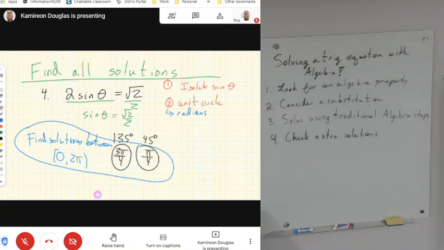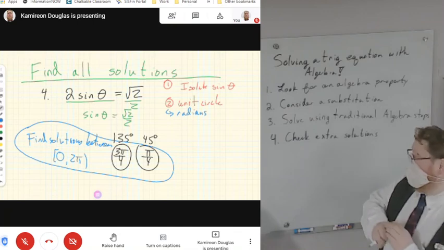However, there's a secondary part. If I am requested to find all solutions, it is important to remember that all these trig functions repeat on a cycle. We refer to that cycle as the period. So down here below, the only other thing I want to add to my notes is a reminder about how these functions act in terms of their cycle.